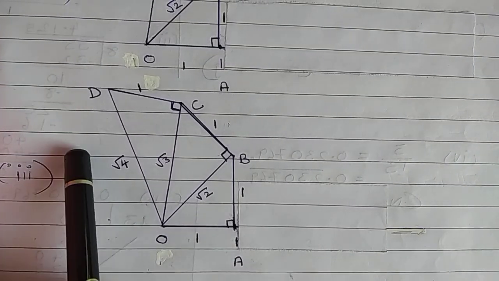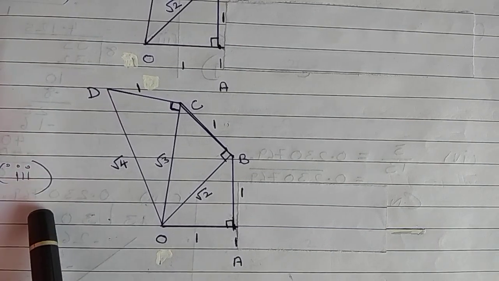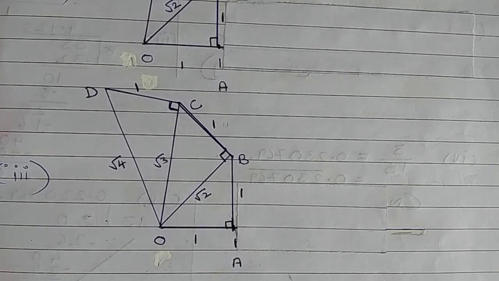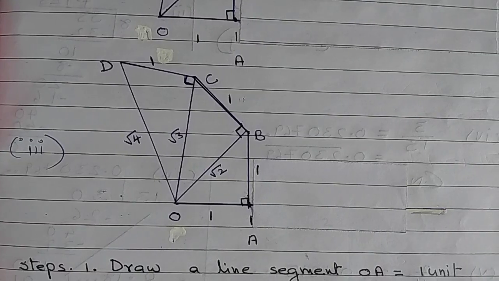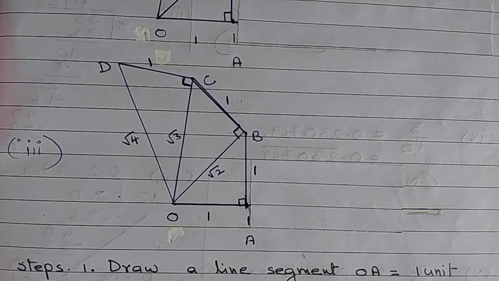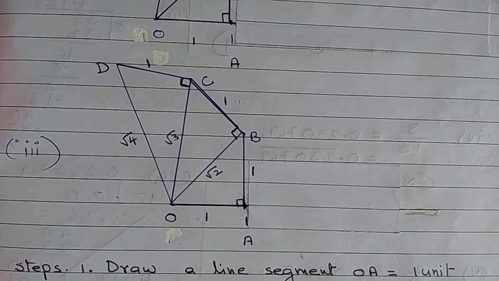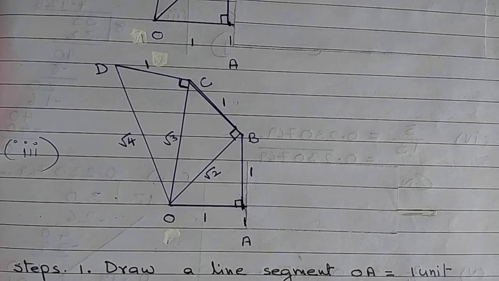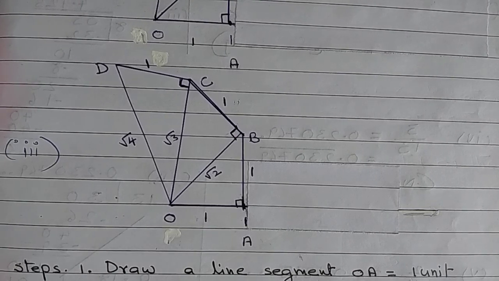Continue drawing root 5, root 6, root 7, root 8, root 9 in this manner. If you keep constructing root 5, root 6, root 7, root 8, root 9, root 10, etc. in this manner, you are going to get a spiral shape, and color these triangles with different colors to obtain a square root spiral.